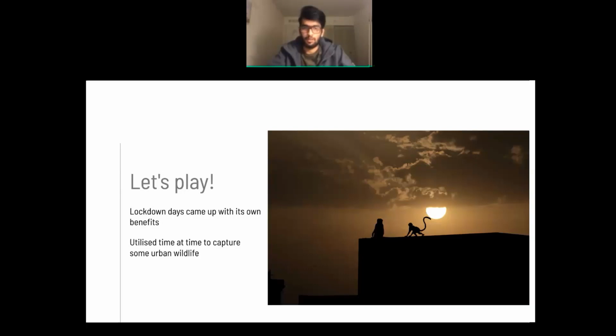This is another silhouette. This was captured during the lockdown. I was utilizing that time to capture some urban wildlife. I captured this one on my terrace, and I waited for this photo for many days just to see these monkeys playing around at sunset. This is again an example of a silhouette.